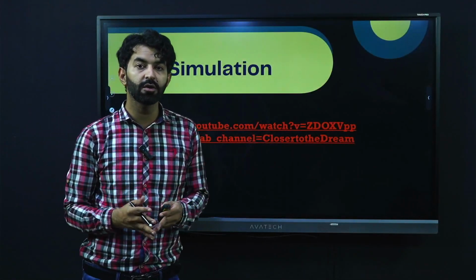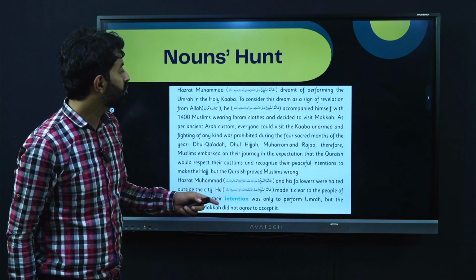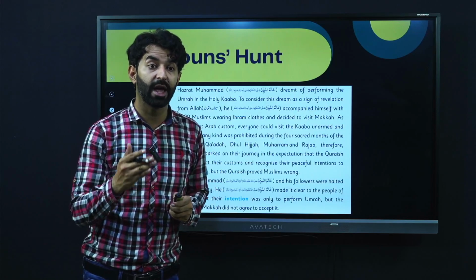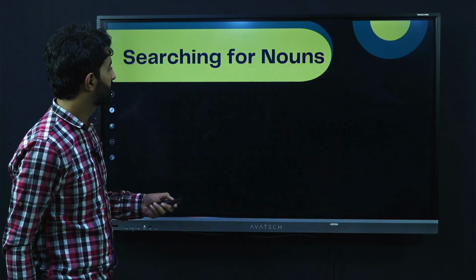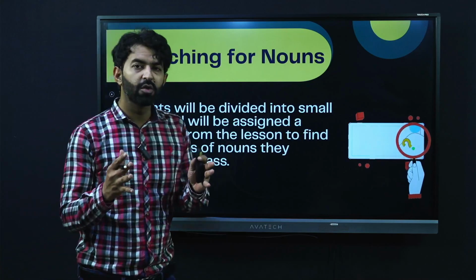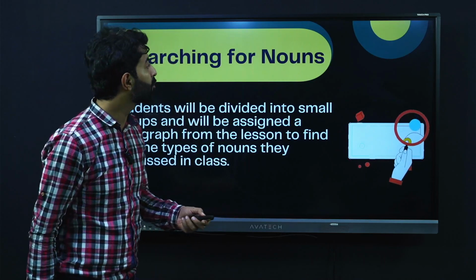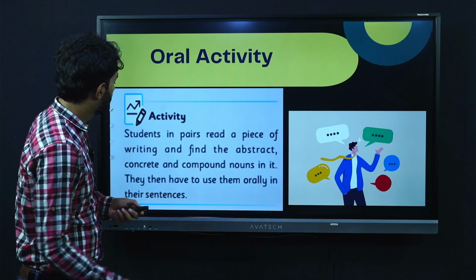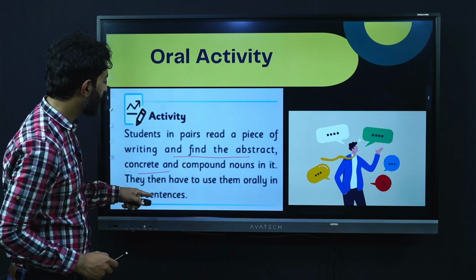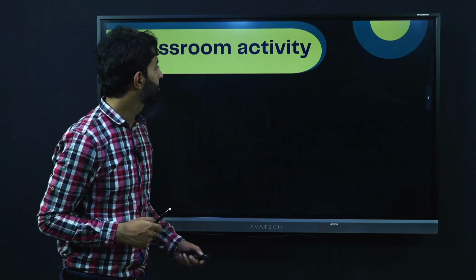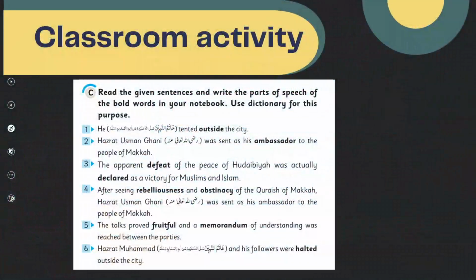Now, this is the simulation video that you can watch for better understanding. You have to hunt nouns from this passage or any passage that you like. Just look for the nouns, as many as you can. You can do a small group activity where you pair up with somebody and search for nouns in any kind of text. This will help you learn about nouns. Now you can find abstract, concrete, and compound nouns in any of the selected passages. Look for all the different types of nouns that we have discussed. It can be done as your classroom activity, or you can take any kind of text to perform an activity that illustrates your knowledge in practice.